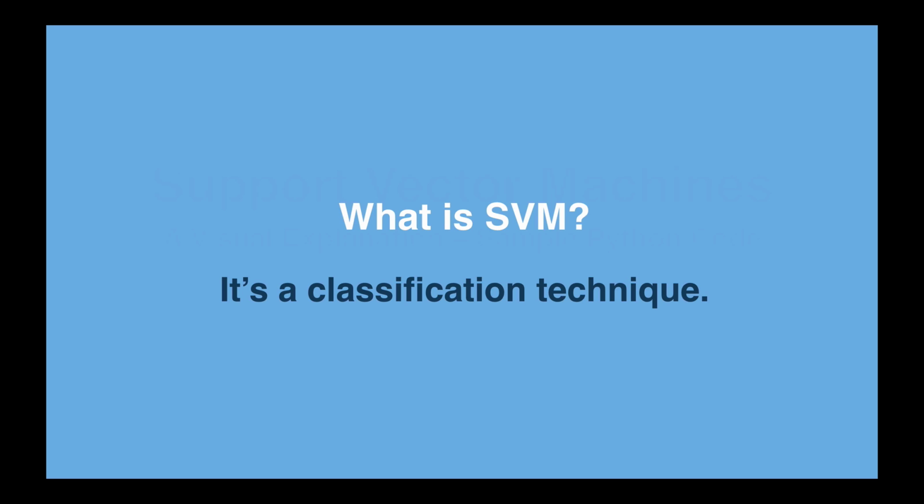So let's start with what is a support vector machine? Well, it's a classification technique. So what does that mean? Let's say we had all these blue dots and all these teal dots, and I asked you to classify this data. Another way to say that is if I had asked you to split the data. Well, what would you do?